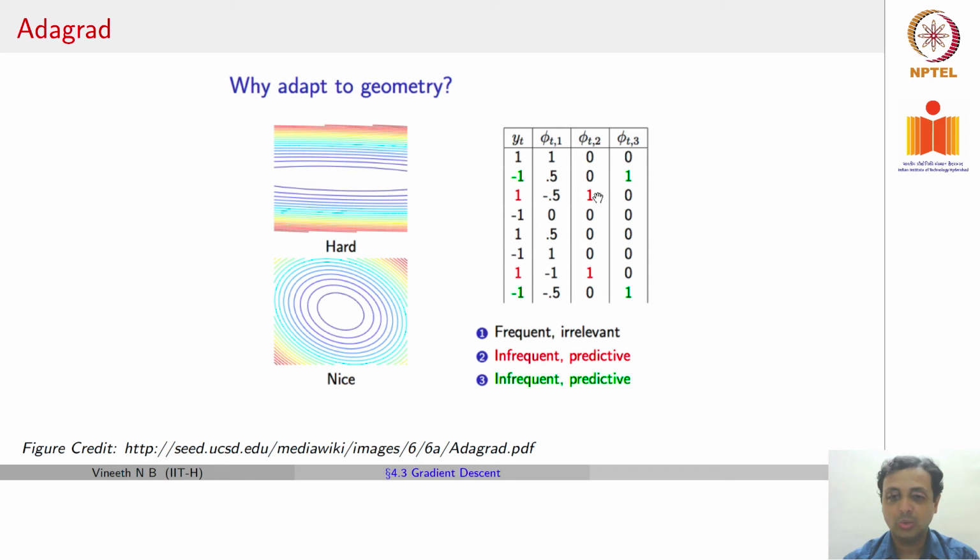So when phi t2 is 1, we see that yt definitely becomes 1. It doesn't matter when it's 0, but when it is 1, the output is definitely 1. Similarly for phi t3, you see that when it's 1, the output is definitely minus 1. So it looks like this particular parameter changes only once in a while, but when it changes, it makes an impact on the final decision. So this is a scenario that says that even if the gradient is small, but if it happens only once in a while, let's give more weight to changes in those directions, in those weights. And that's what this algorithm does.